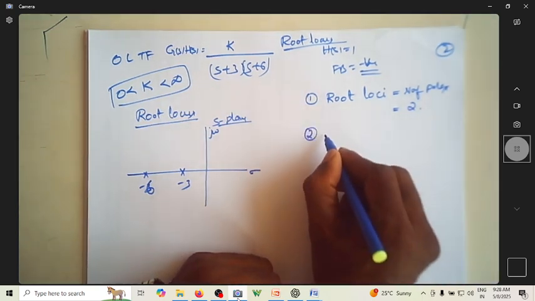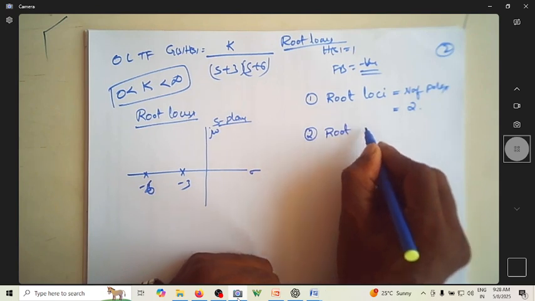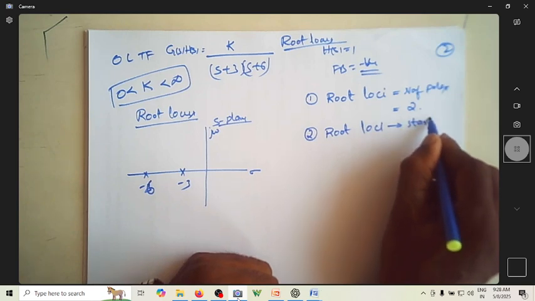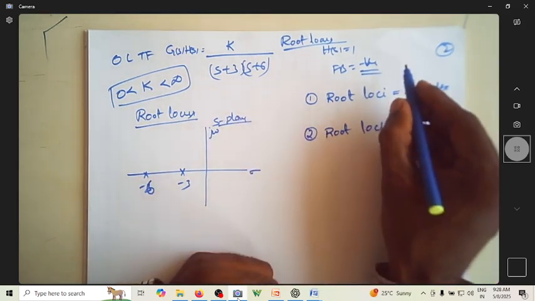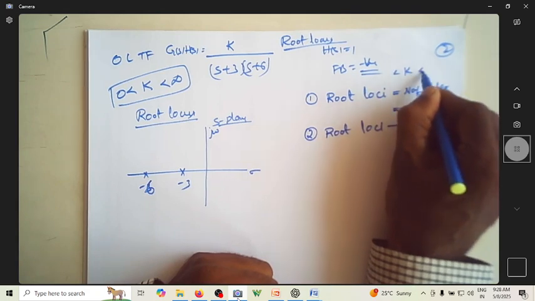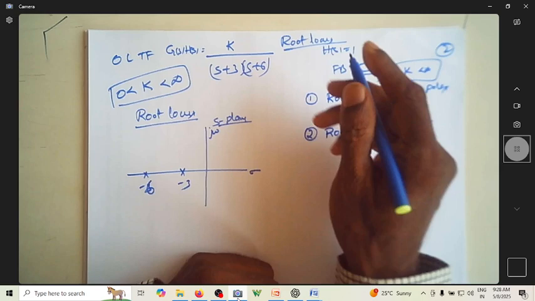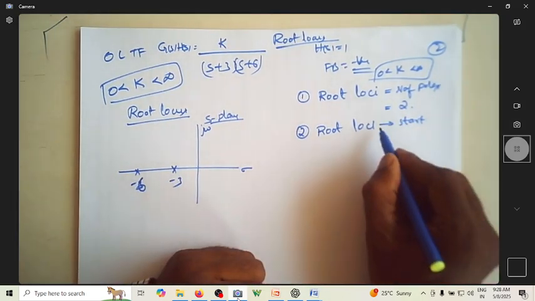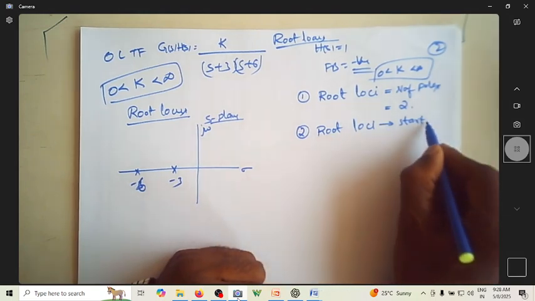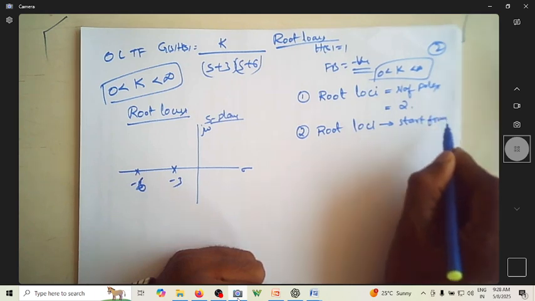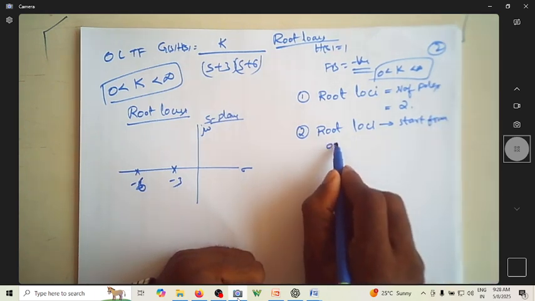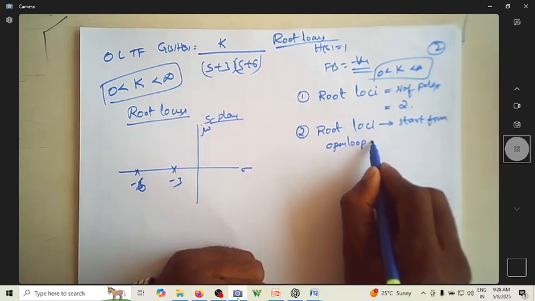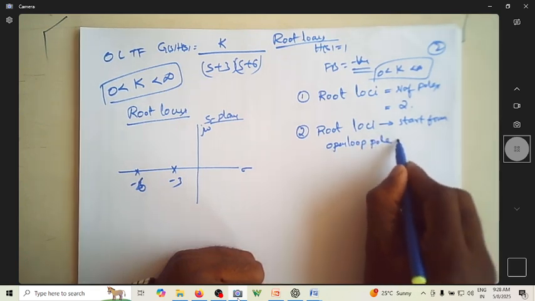Second one is, where does the root loci start? We know that as the value of K ranges from 0 to infinity, the closed loop poles will start moving. But which is the starting point? Root loci start from the open loop pole positions.